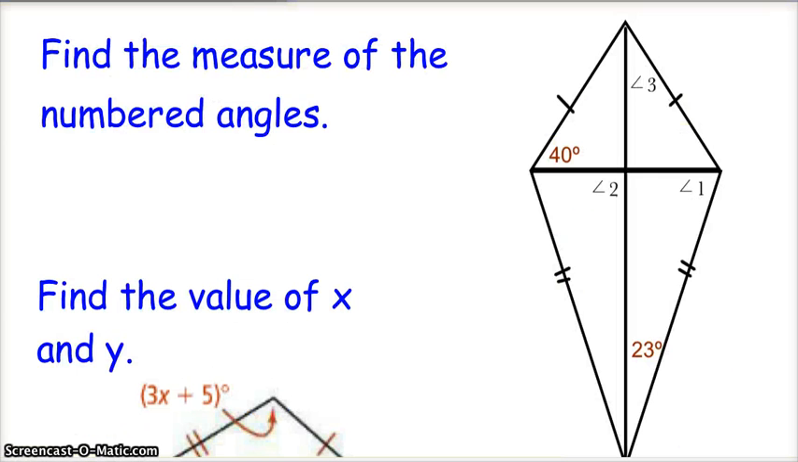All right, it says find the measure of the numbered angles. So we know that it's a kite because of the distinct markings of the two consecutive or adjacent sides. Because it's a kite, I know that the diagonals form a 90 degree angle, so the measure of angle 2 is 90 degrees.